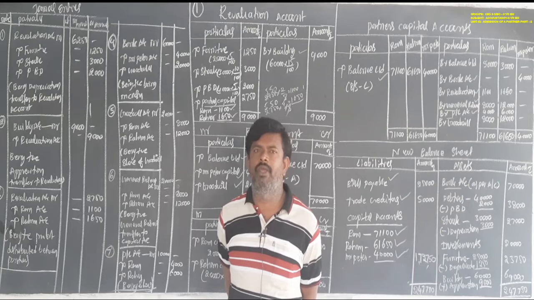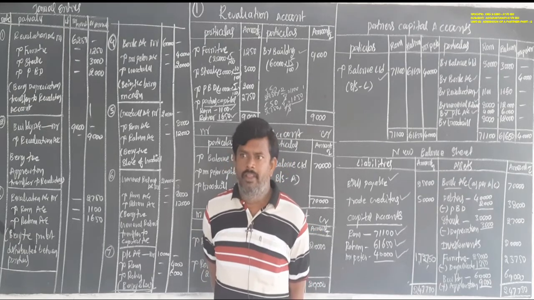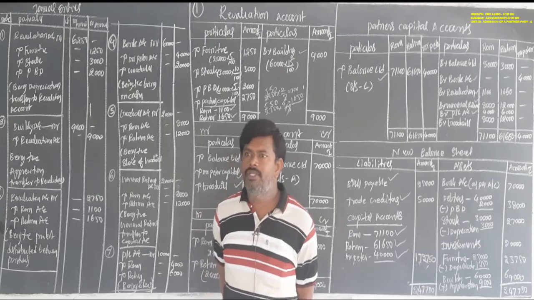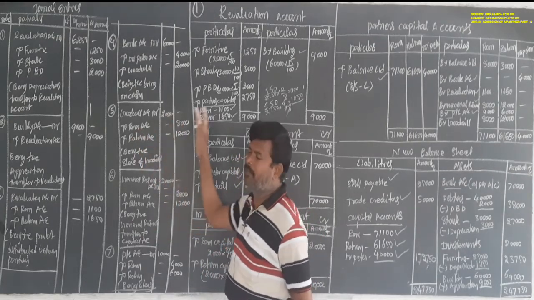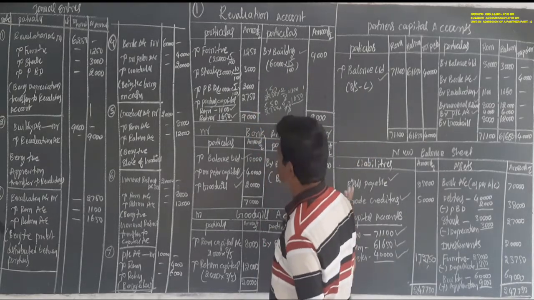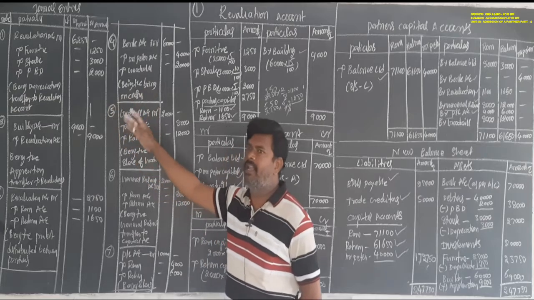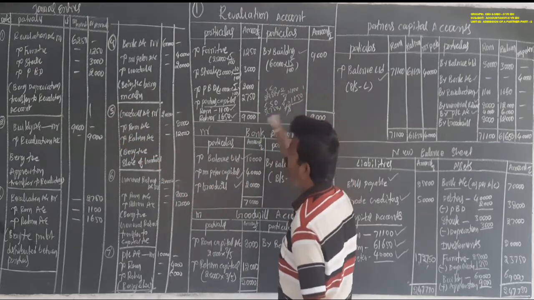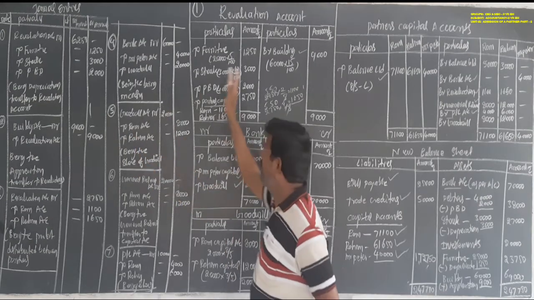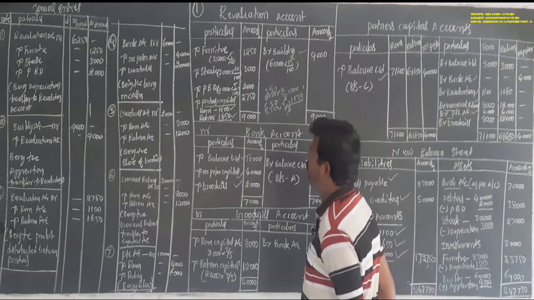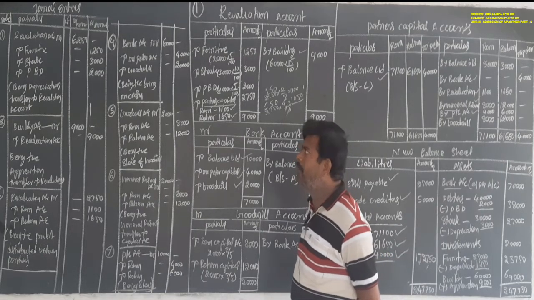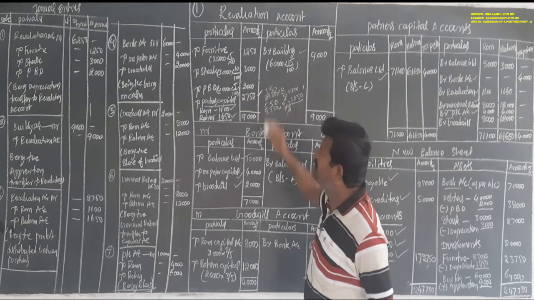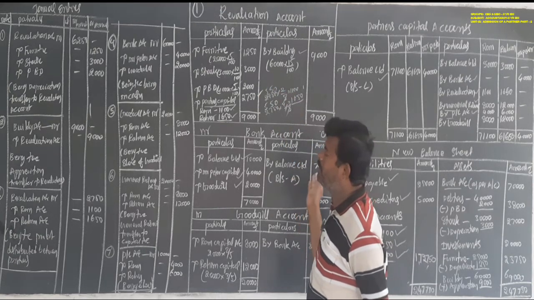For that purpose also you have to prepare the revaluation account. So if journal entries are given, you have to prepare journal entries. First you have to leave one page and start the problem. Then after the completion of the problem, you write journal entries in the page left. First the entries, then the accounts and balance sheet are prepared. Why am I preparing the journal entries after the final accounts? Because I want to know the profit.